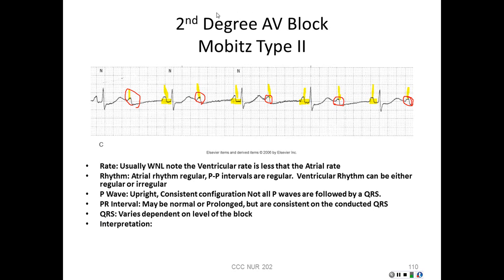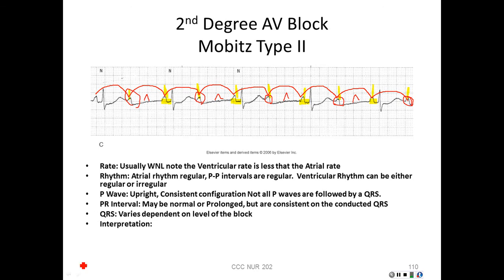So with a Mobitz type 2, basically you have P waves that are being blocked. Now, you can have basically 3 P waves and then one going through. Okay? It can be a 2-to-1, 3-to-1, 4-to-1 block. It really is what you're looking at. But if you march these out from here to here to here, here, here, and here, these are going to be regular.